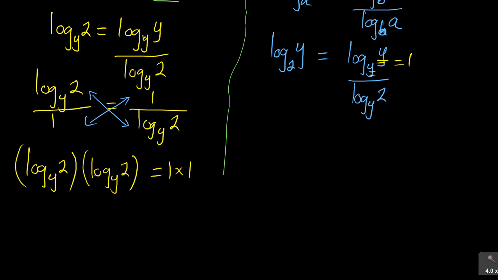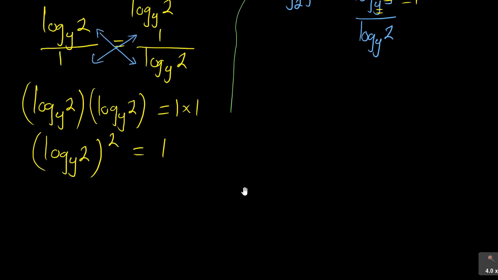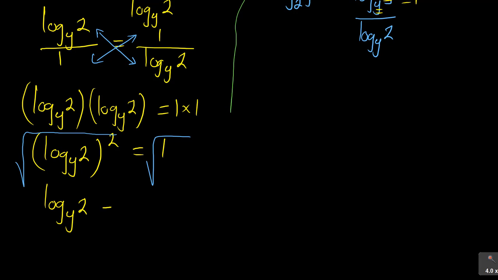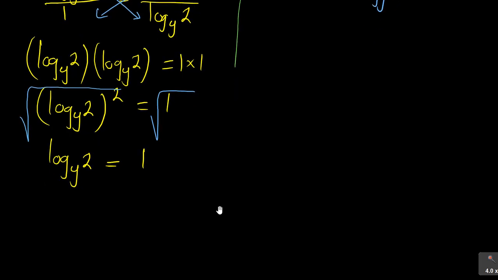So now you can see 2 of these is the same as log base y of 2 squared is equal to 1. Now for me to simplify this, since there is a squared, to get rid of the squared I have to square root both sides. Now square root here, I will remain with log base y of 2 is equal to square root of 1, which is 1.